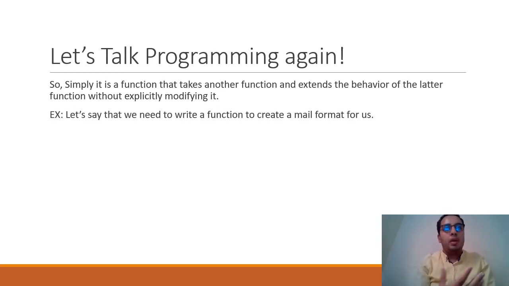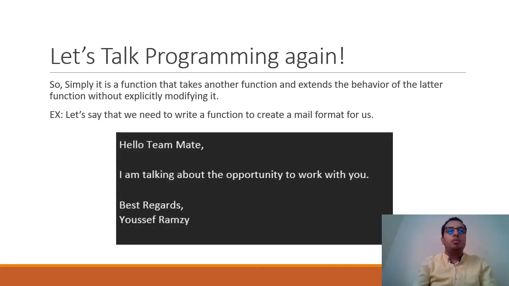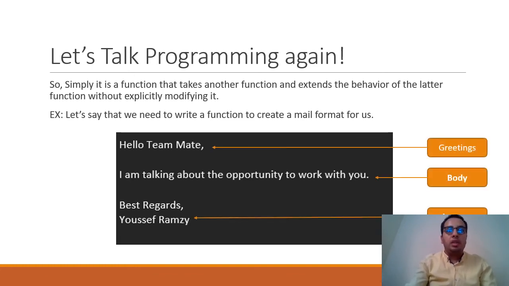Okay, let's assume a scenario where we need to write a function to create an email format for us, a mail body format. So simply any email consists of three parts: the greetings, the body, and the signature. The greetings and the signature are almost fixed for all emails, but the body itself is different from one email to another.